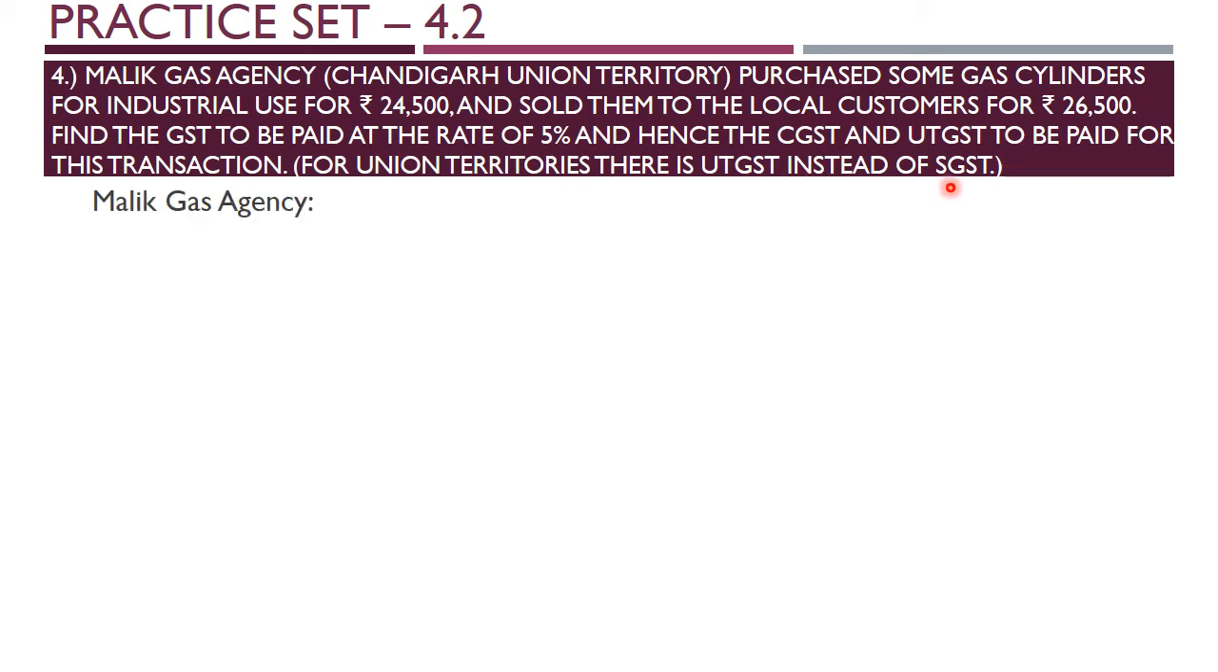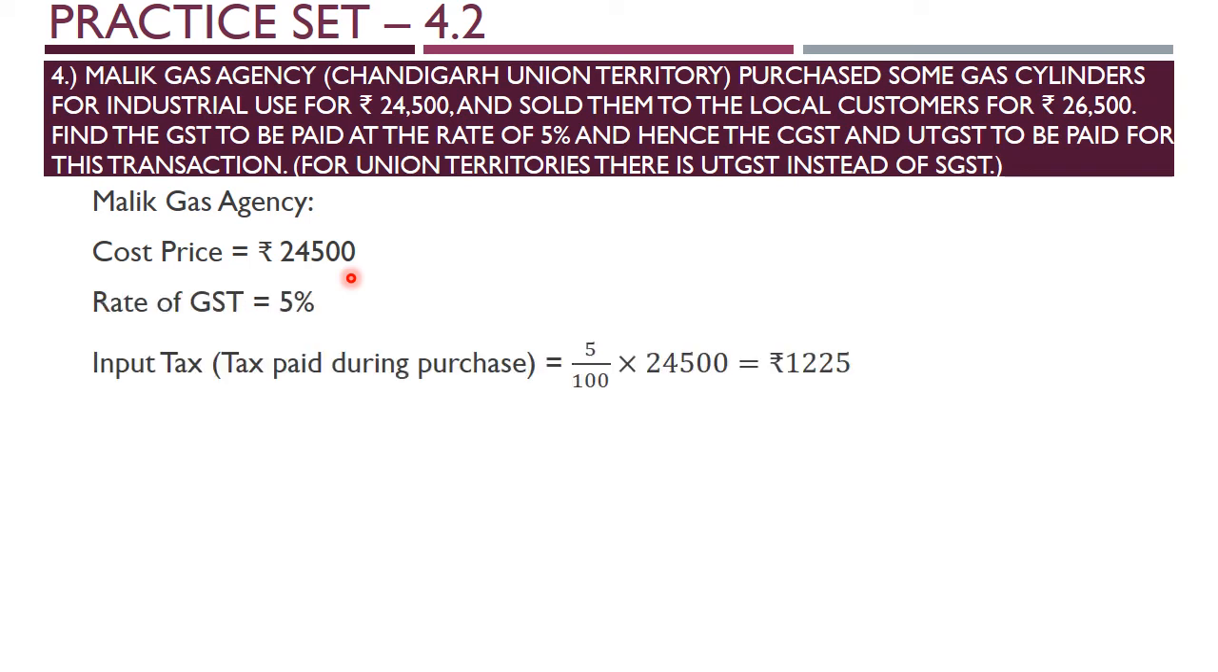Okay, first thing, this is the name of the firm, Malik Gas Agency. Cost price of the cylinders is rupees 24,500. Now the rate of GST is 5%. That means input tax paid during purchase will be 5% of 24,500. That is 5 by 100 into 24,500, and that will be rupees 1,225. Next comes the output tax. So for that we will need the selling price.